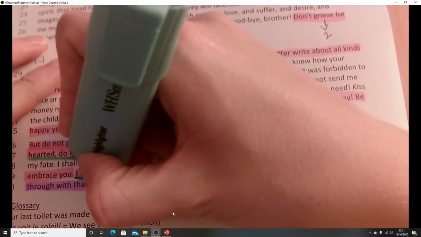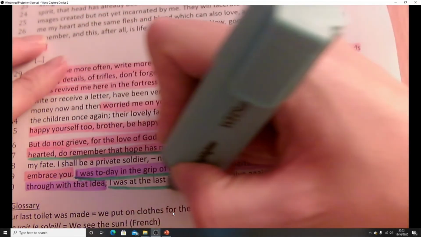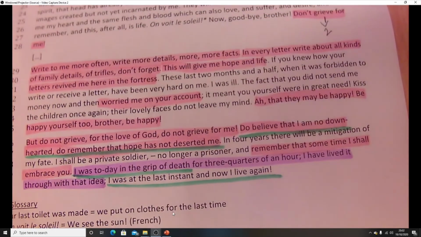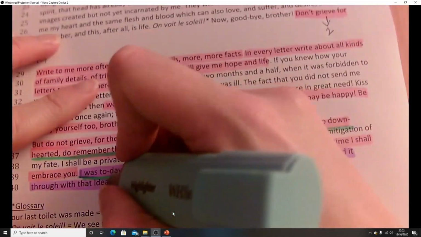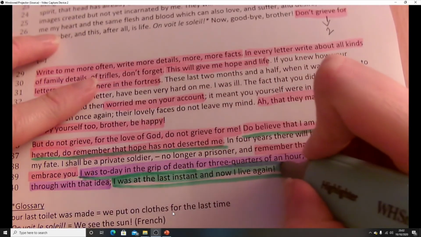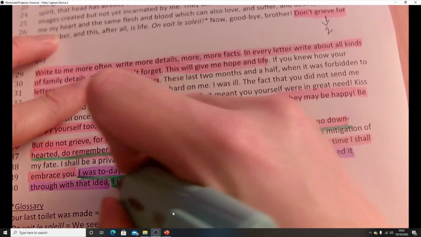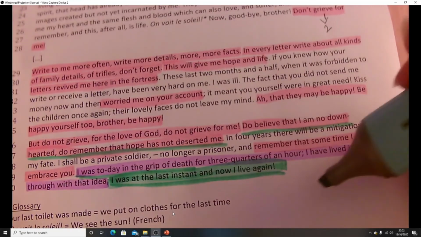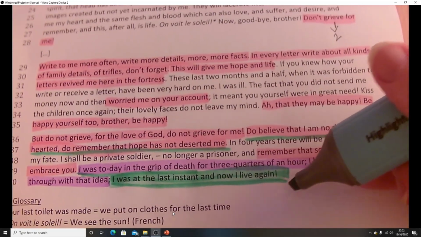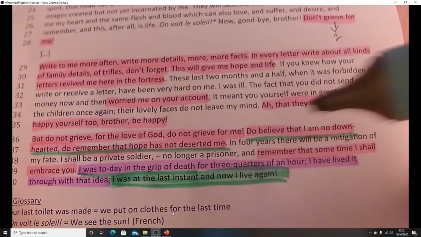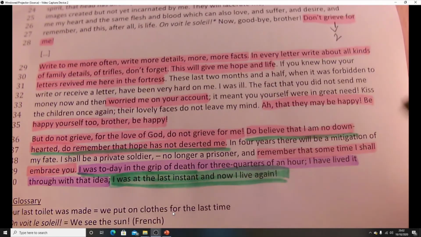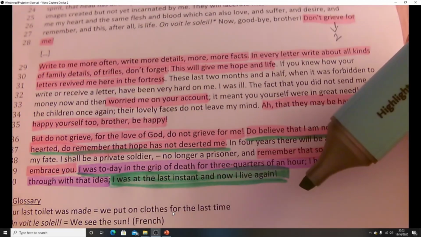So I could go for "I was in the grip of death." Or "I was at the last instant, and now I live again." I could use that one as well, because it again shows that idea of living again. There's almost exuberance in that, and we can see it from the use of the exclamatory sentence, and the focus on "live" as well, that verb, suggesting that it's about life and about carrying on, and he almost feels renewed. So I could go for that one as well.